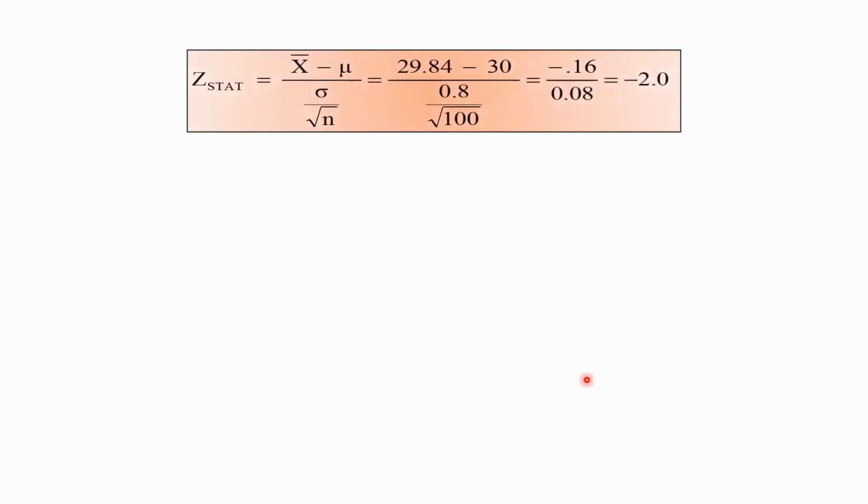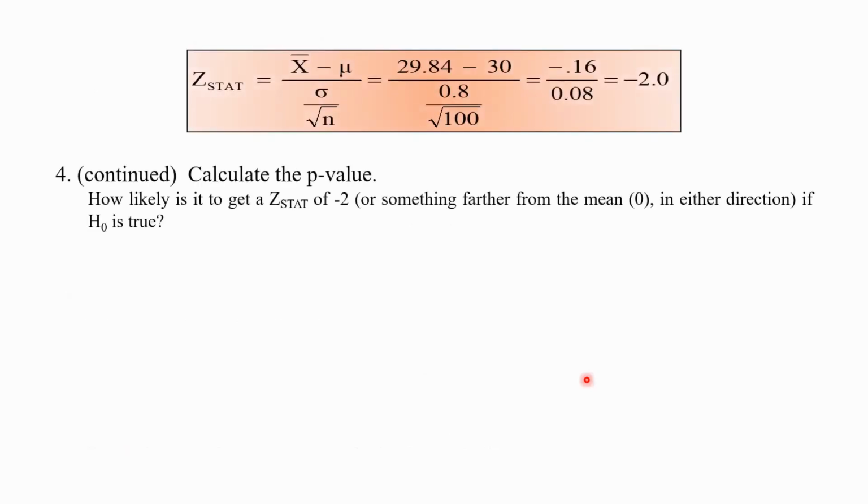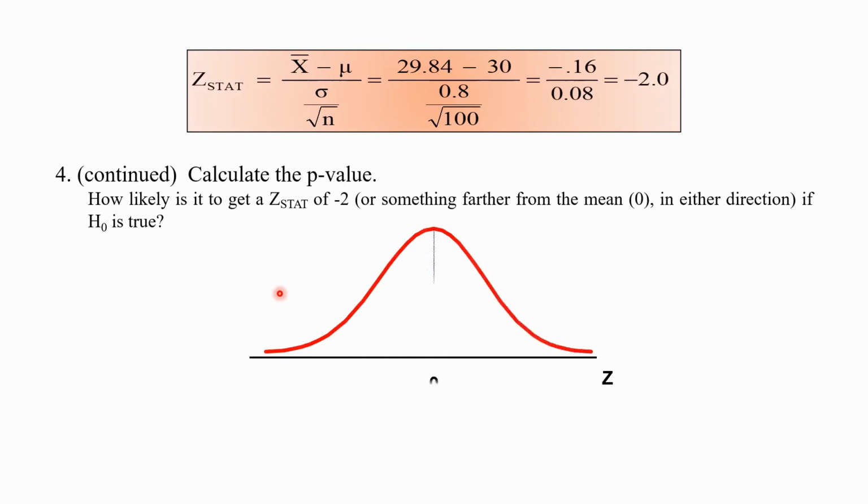Now in step 4, you calculate the p-value. So how do you do that? You ask yourself this question: how likely is it to get the Z stat, which is minus 2, if H0 is true? So let's have a look at this graphically. So you have your standard normal distribution, where your mean is 0, and you have your shaded area, which is your rejection region, reject H0, which is your critical value, minus 2.